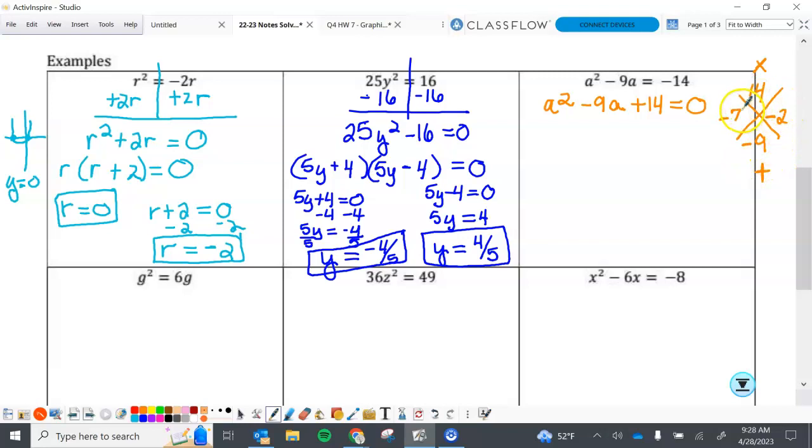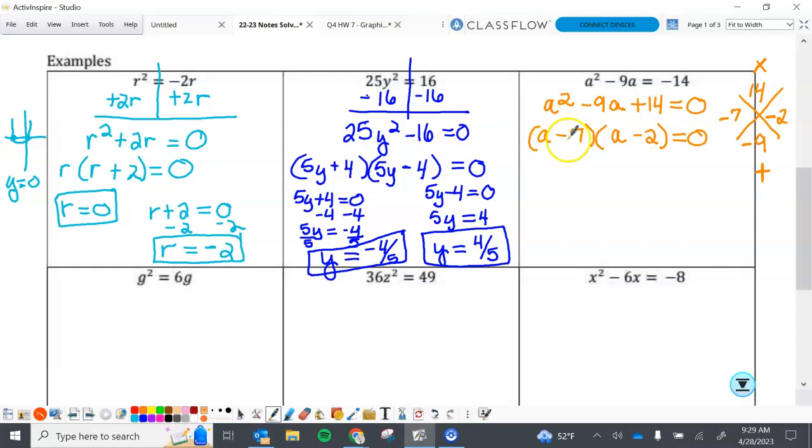Now, we learned that in a type 3 trinomial, when the leading coefficient is 1, the side pieces to this X box are our factors. So we're going to go ahead and make our factors a minus 7 and a minus 2. If you want to go ahead and do type 4 factoring, which is factor by grouping, and split this negative a term into 2 pieces, and continue with that method, you're welcome to do that. It'll get you the same value.